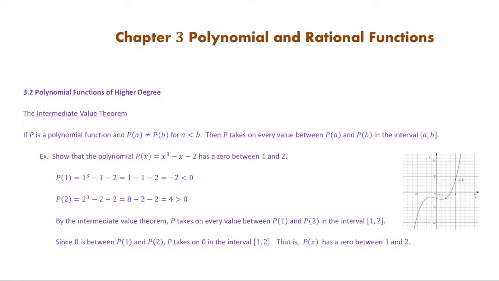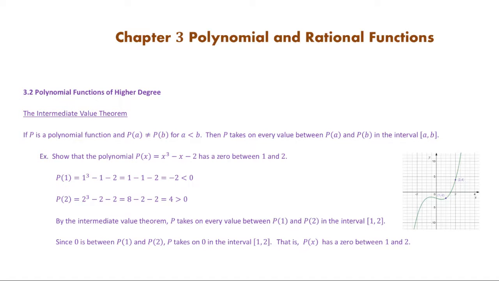Okay, so it says if polynomial p is a polynomial function, and if p of a is not equal to p of b for a less than b. Okay, so you got 2 points on the curve of the polynomial function. If you draw the graph of the polynomial function, you pick up 2 points on the graph with not the same height. Okay, p of a not equal to p of b. So one is a little higher, one is a little low of those 2 points on the curve.